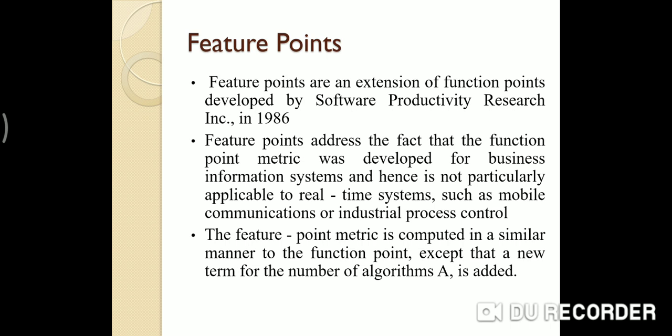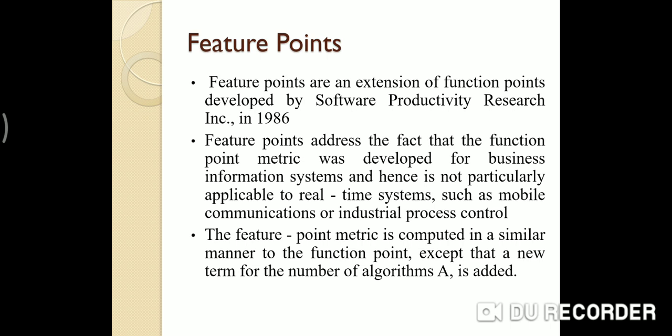Feature points are an extension of function points developed by Software Productivity Research in 1986. Feature points address the fact that the function points metric was developed for business information systems and hence is not particularly applicable to real-time systems. It means what? The feature point is the superset of the function point measure that can be applied to systems and engineering software applications. So feature points are used in those applications in which algorithm complexity is high, like real-time systems.